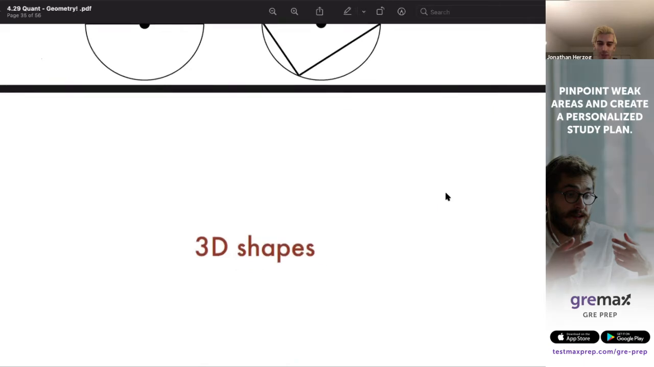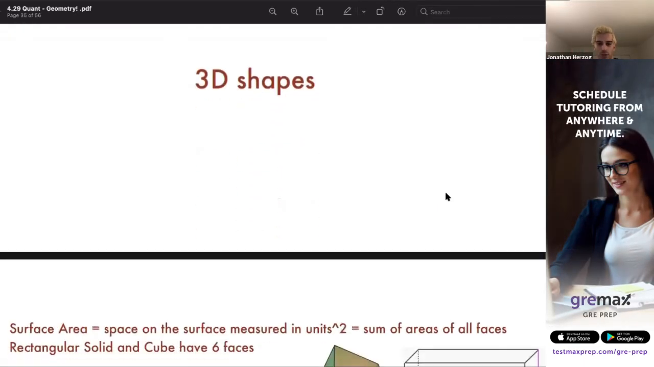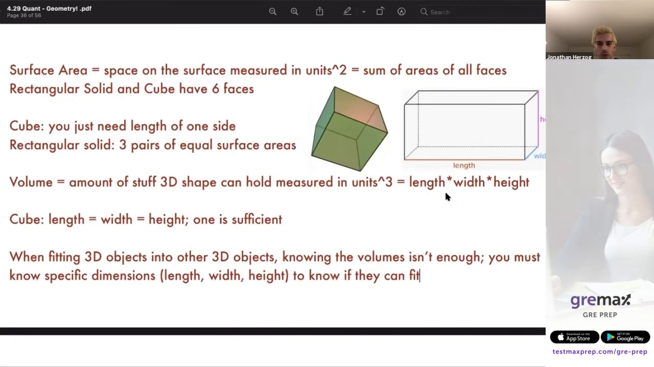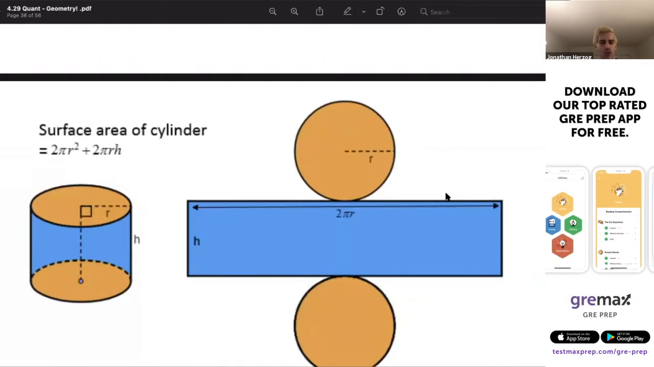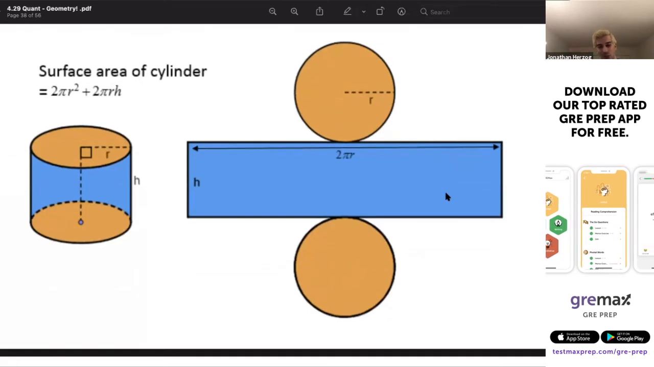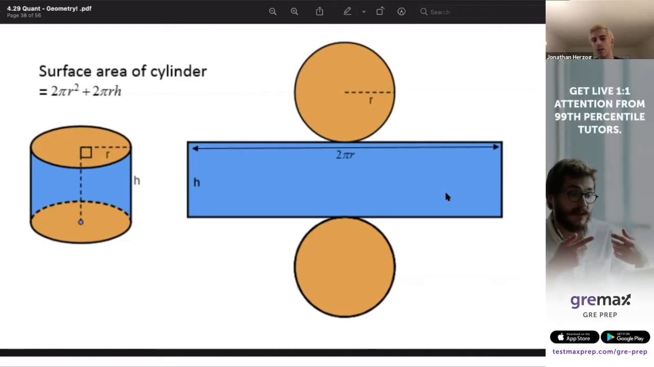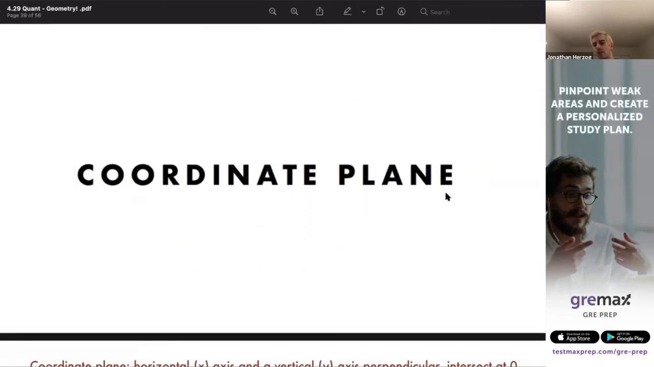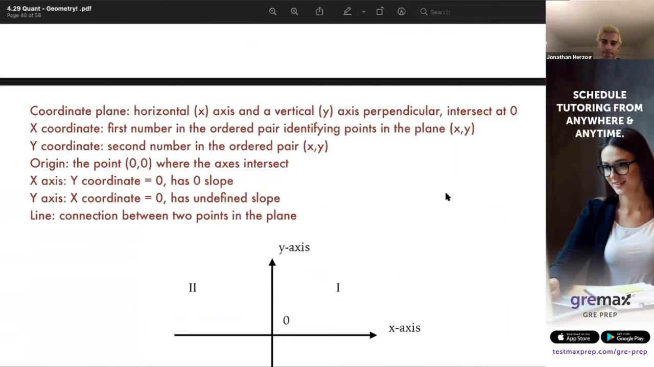All right. We're going to skip over three-dimensional shapes for today, so we can just glance at some of the fun that we'll have in the future. Cubes, rectangular solids, cylinders and volume, surface areas, and all the like. Really, we're just integrating the same stuff we did with two-dimensional shapes, but making broader inferences to three-dimensional shapes. Same basics. And we're going to quickly look at the coordinate plane before diving into real GRE quant questions.